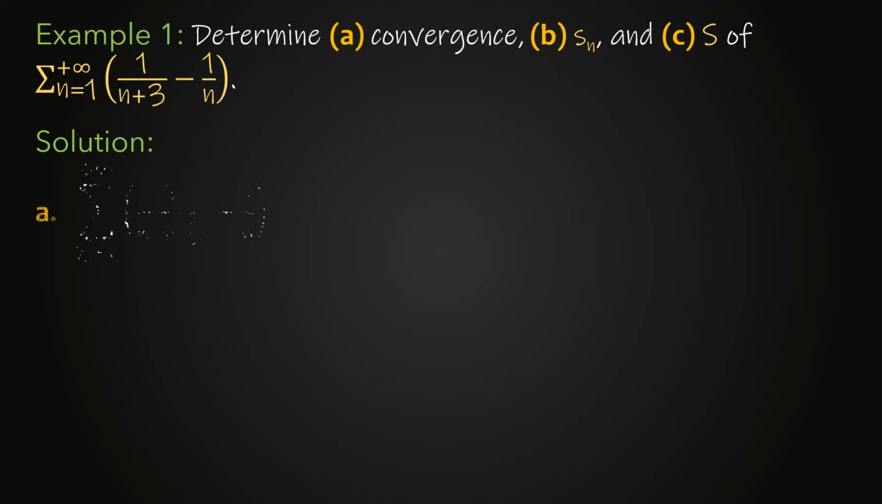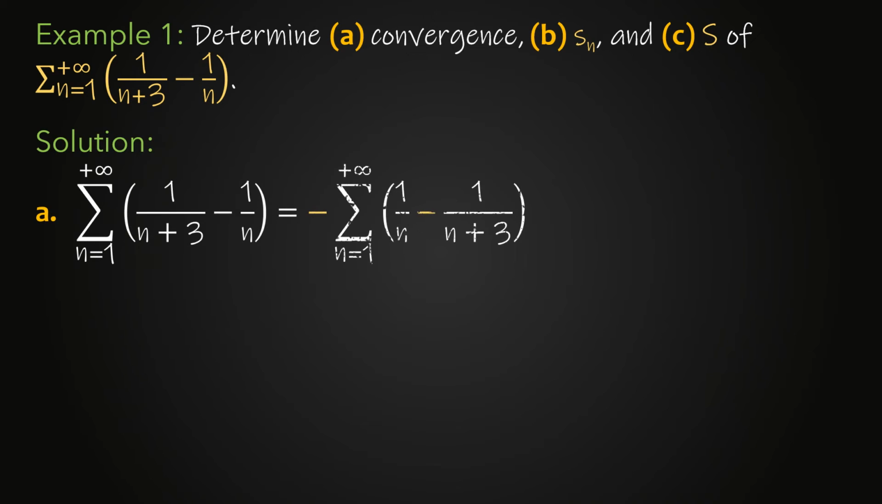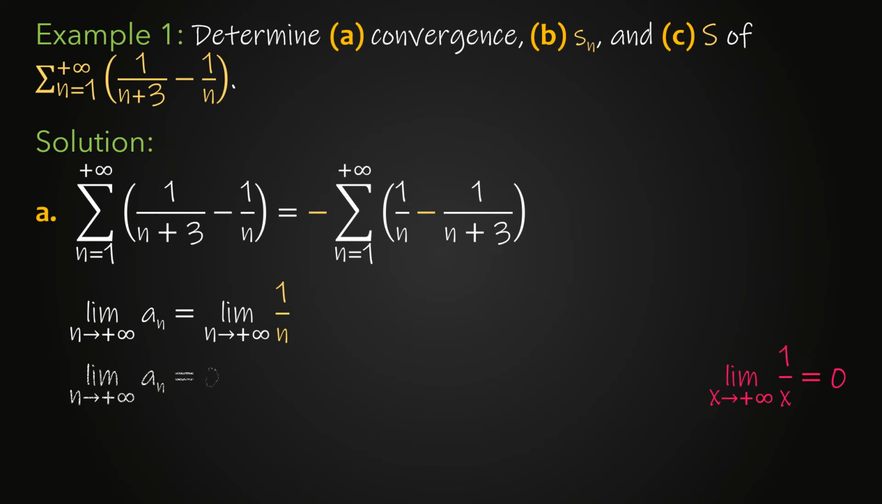A. Write the series as a telescoping series. Take the limit of the terms of the series. Refer to the following limit at infinity expression, which means the terms of the series converge to zero. Therefore, the telescoping series is convergent.